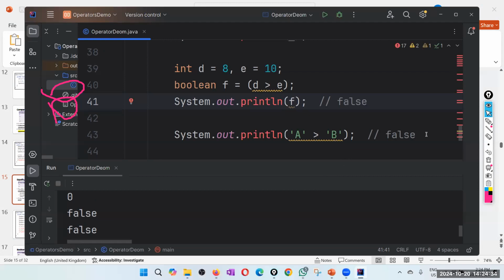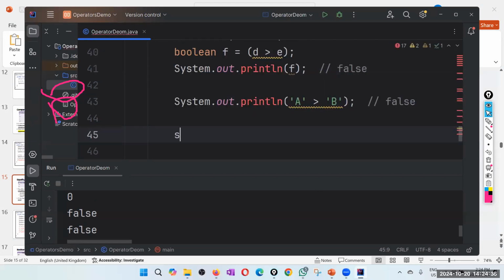Not only Java, most programming languages. For example, let's say something like this. I can ask, is 5 equal to 7? An obvious answer is what? False.